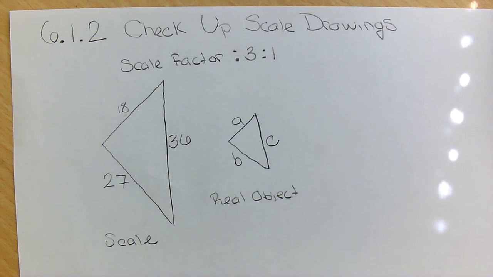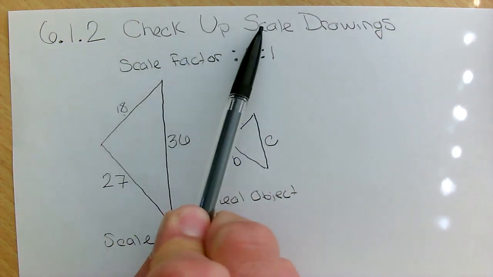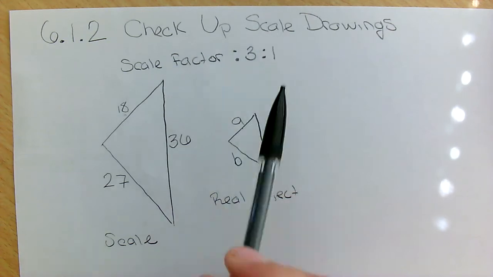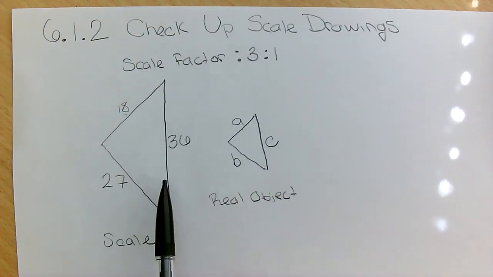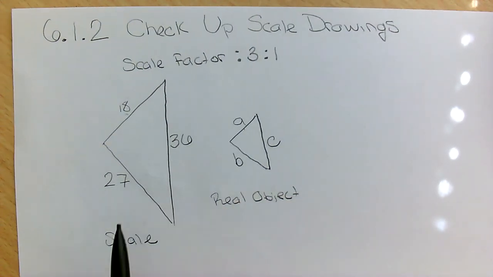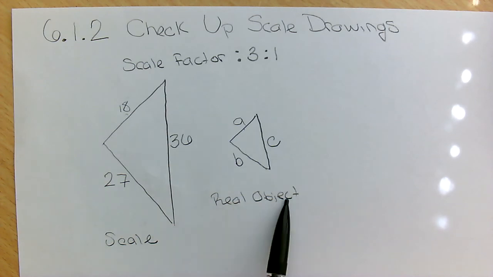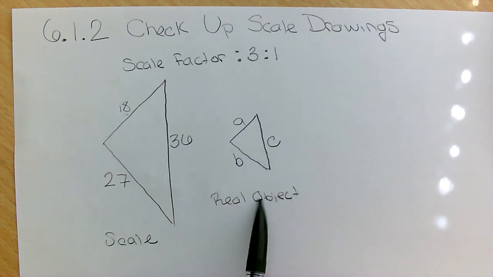So for this week, your first assignment is to do Unit 6.1 Check Up, Scale Drawings. So this is the information that it gives you. You should see two triangles like this. You see the scale triangle right here, and you also see the real object right here. So this triangle represents the real object, this triangle right here represents the scale.